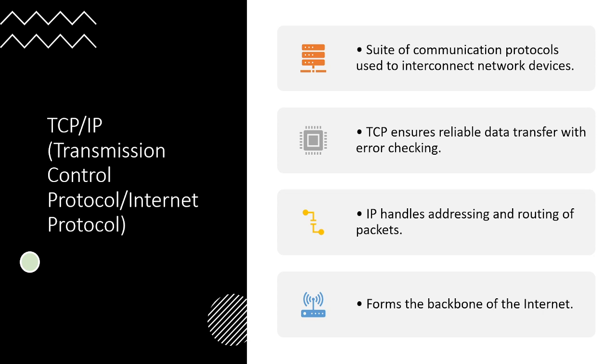Okay, next is TCP/IP, the transmission control protocol and internet protocol. It is the communication protocol used to interconnect network devices. This is usually used with our IoT systems. TCP ensures reliable data transfer and error checking, and IP handles addressing and routing the packets.